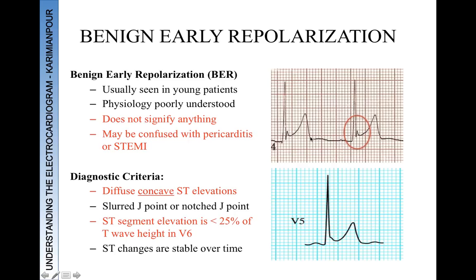Is it an anginal chest pain or is it a sharp pain? But you'll see across the precordial leads this J point elevation, an upsloping sort of ST segment elevation. That's benign early repolarization. The ST segment elevation should be less than 25% of the T wave height in V6. Greater than 25% is the pericarditis one, although that's not a very strict criteria. And the changes are stable over time, so many years they'll have it.